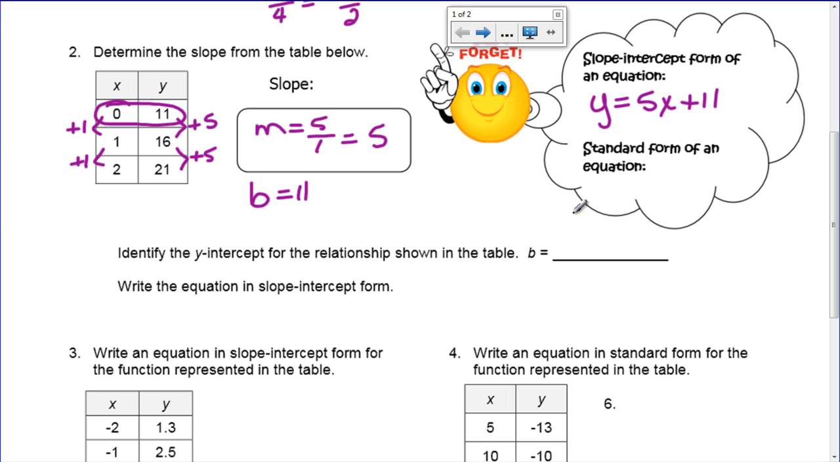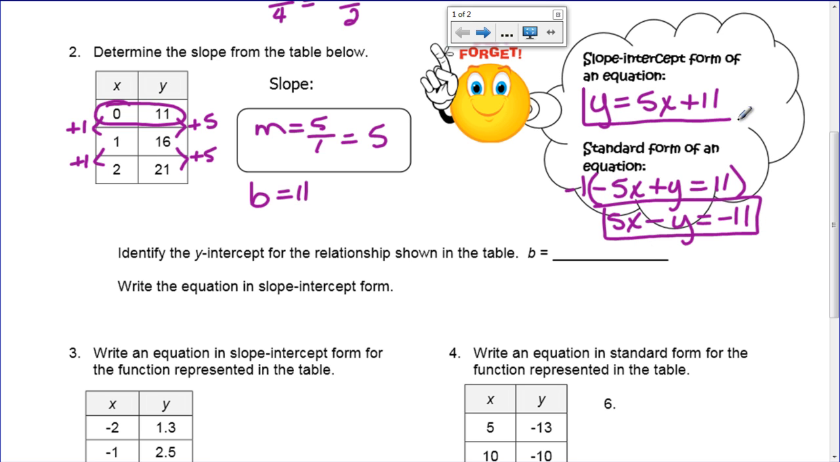Now I got to put that in standard form. Well, in standard form, that means x and y are on the same side. And if I subtract 5x from both sides, because that's what I need to do to make it standard form, I would get negative 5x plus y equals 11. But if you'll remember, in standard form, this number cannot be negative. So I have to multiply the entire equation by negative 1. So I end up with 5x minus y equals negative 11. And so that is that equation in standard form.